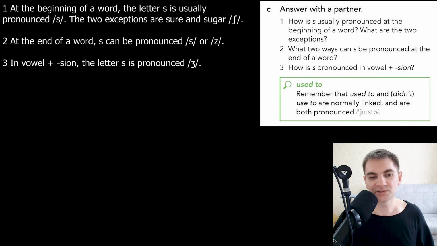Number 2. What two ways can S be pronounced at the end of a word? At the end of a word, S can sound like s, unvoiced like in cats, and z, voiced like in dogs or friends. And number 3, how is S pronounced in vowel plus S-I-O-N suffix? In words ending in S-I-O-N suffix after a vowel, for example, decision, occasion, S is pronounced j, like in television or measure. So actually that's all for here.